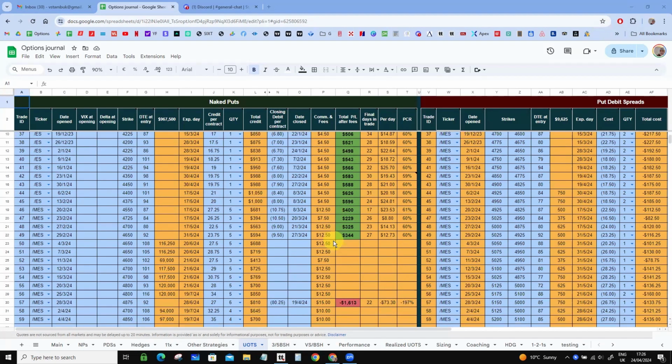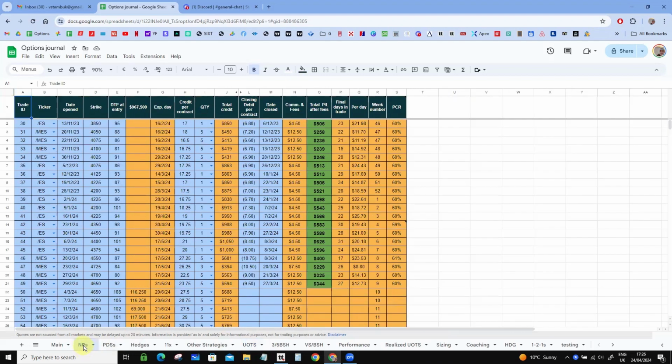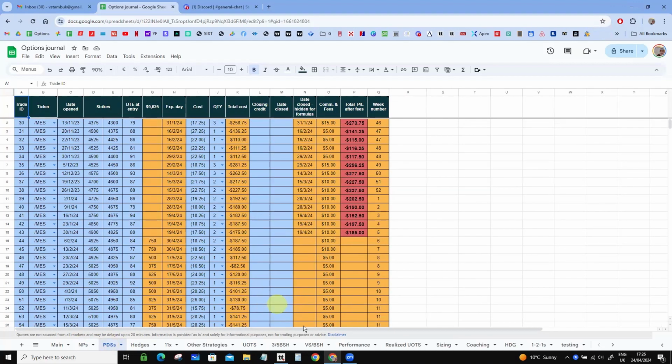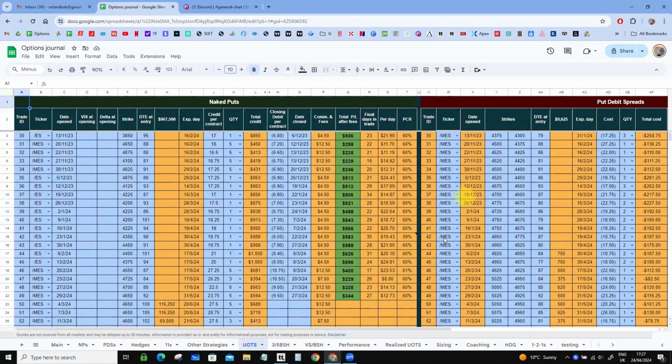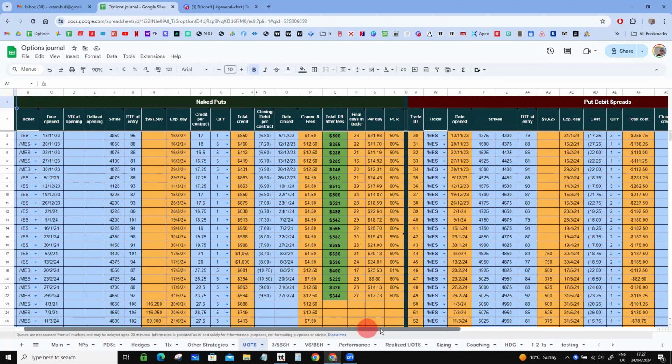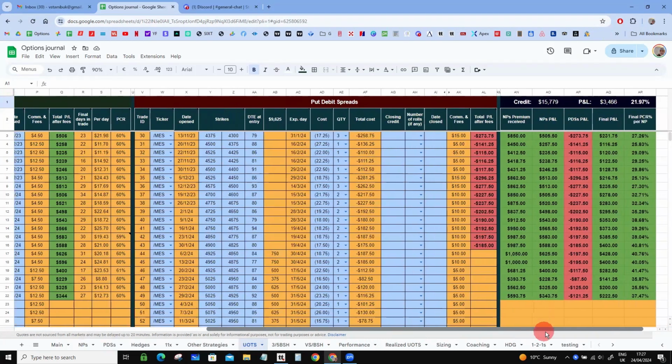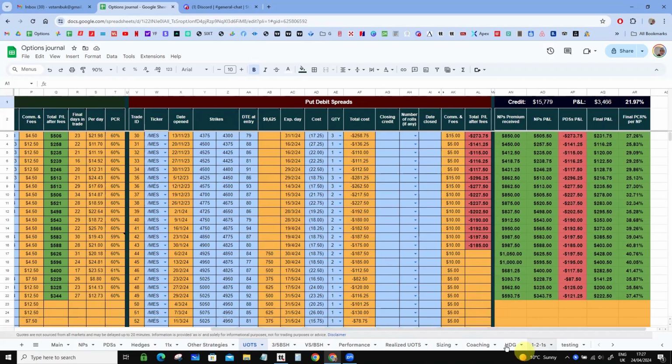Let me start here by introducing the new combined UOTS tab in the spreadsheet. We used to have the separate tabs, we still have them, and for a little while we'll have both, but then we'll switch over to the unified one. So naked puts we tracked separately here, and then put debit spreads, but it's a little bit more intuitive and easier to see where we're at when we have them both here, naked puts right here, then put debit spreads on the right hand side. Then we can add different metrics to the right hand side here.